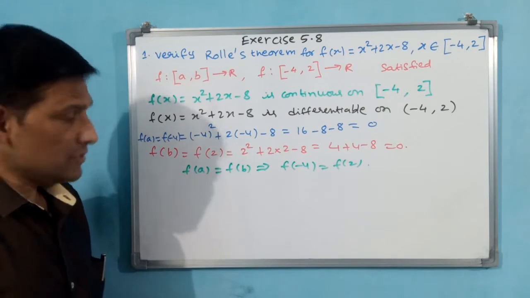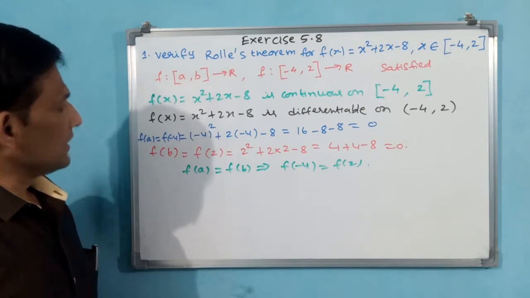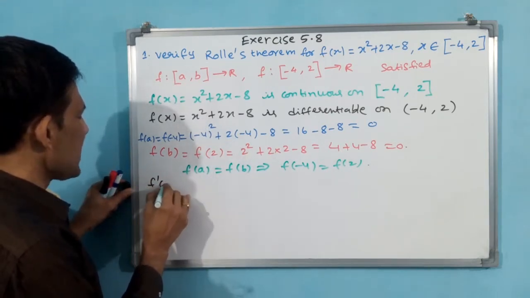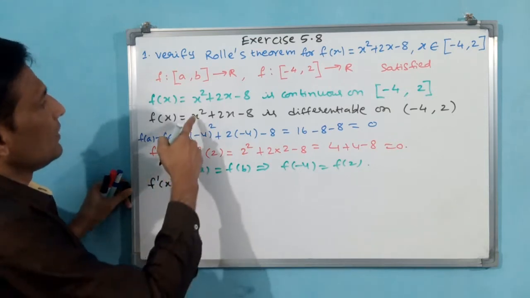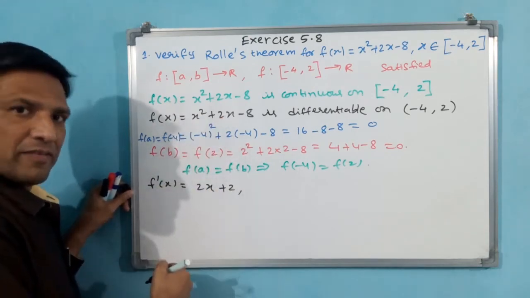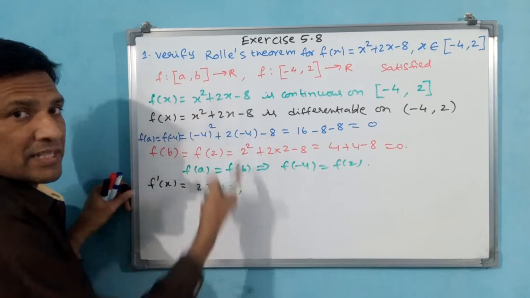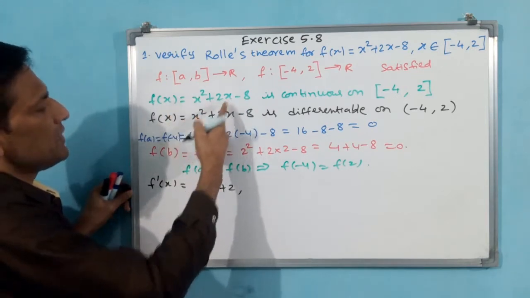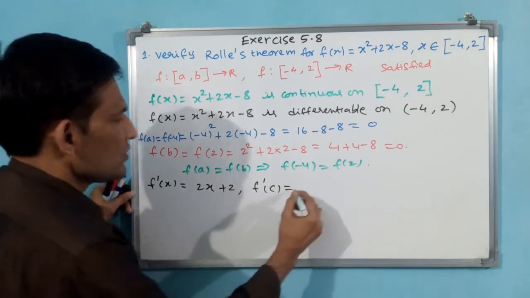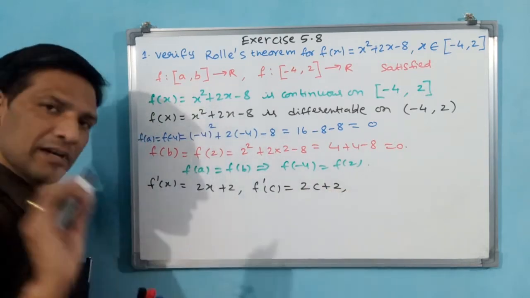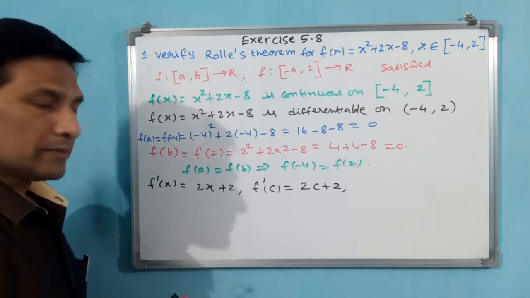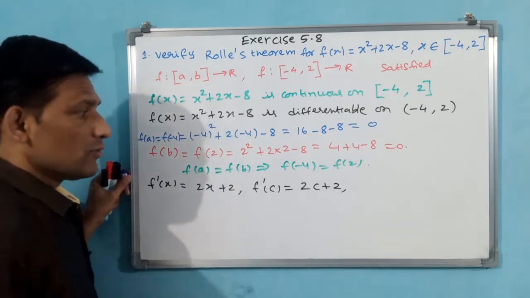f dash c. F dash c means what you have to do? First you have to write f dash x. See, f dash x, that means the derivative, is equal to 2x plus 2. Why? Because for x square plus 2x minus 8, the constant gives 0. 2x plus 2 is f dash x. What about f dash c? You substitute c: 2c plus 2.